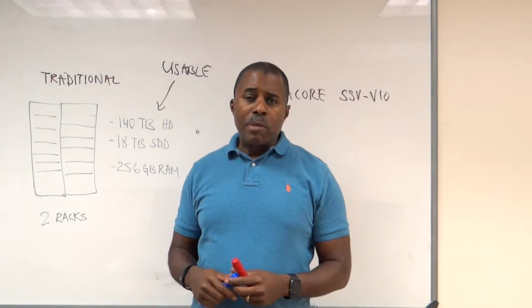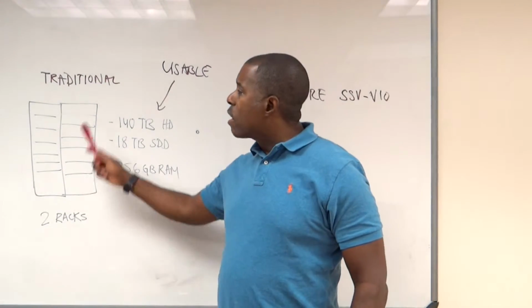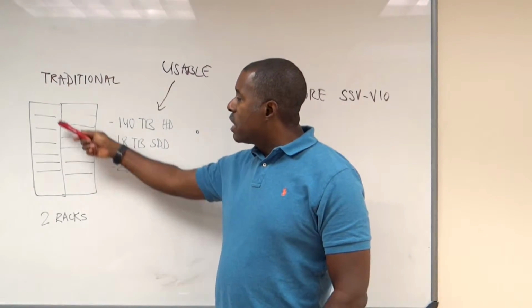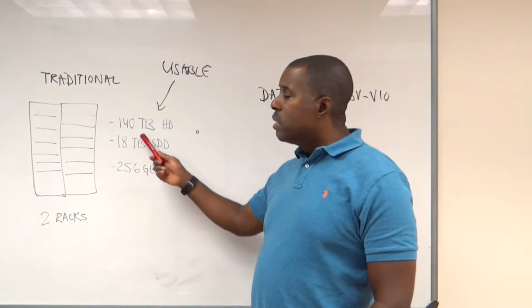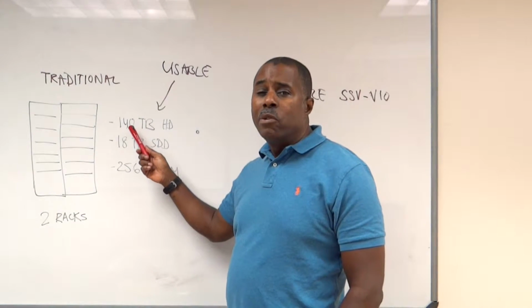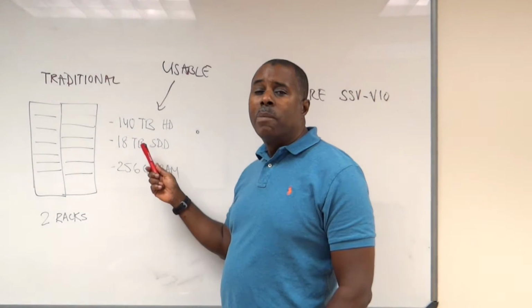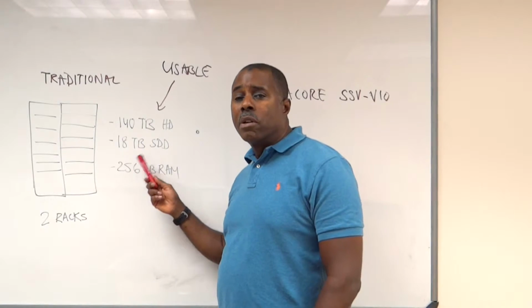Initially the customer looked at this from a traditional storage perspective, and they got a quote from a traditional storage vendor. This vendor created a configuration that consisted of 2 full racks of equipment, disk drives, and controllers, which yielded about 140 terabytes of usable space. This also included about 18 terabytes of SSD and 256 gigs of cache or RAM.